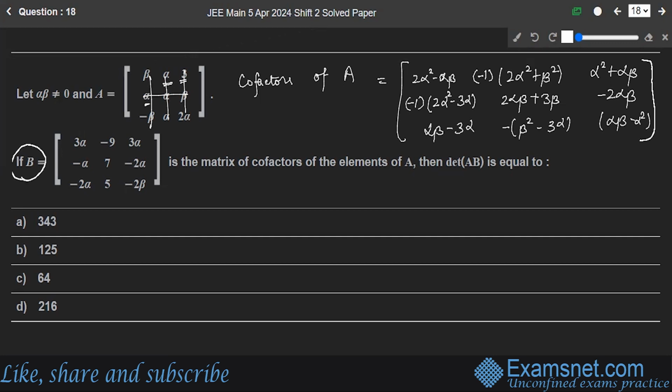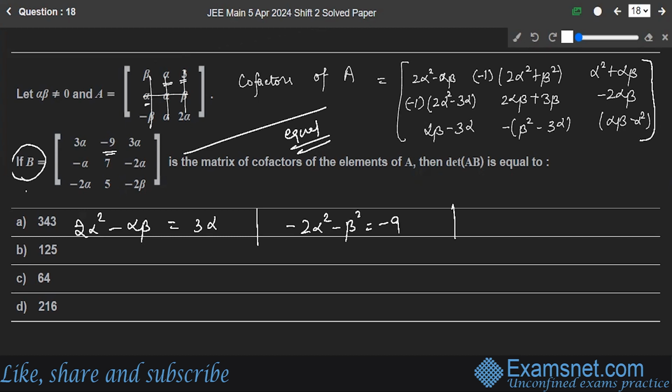Now you are given that this is equal to this B matrix. So that means the two are equal. If these two are equal, comparing each element, you will have 2 alpha square minus alpha beta is equal to 3 alpha. Or this is involving squares, I'll leave it. Okay, the next one, you will have this one, that's minus 2 alpha square minus beta square is equal to minus 9. Okay, the next one will be alpha square plus alpha beta is equal to 3 alpha. Fine.